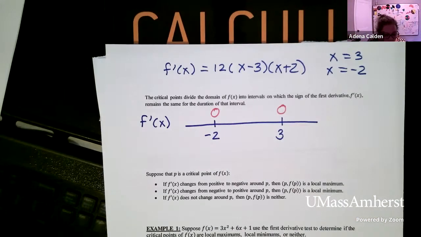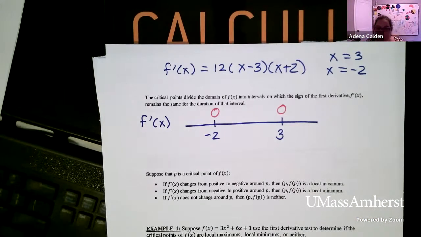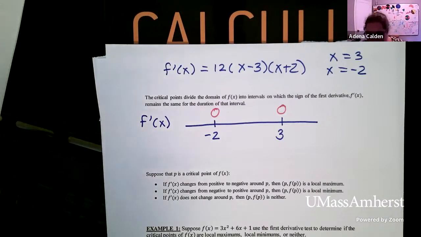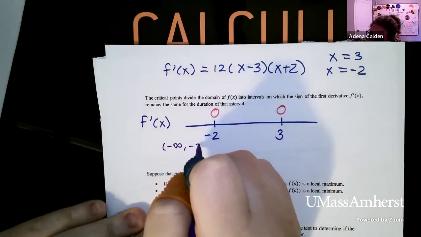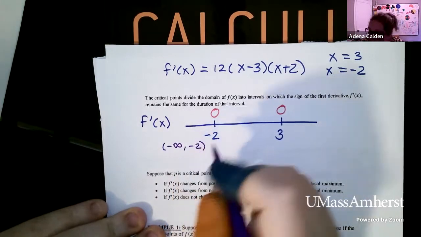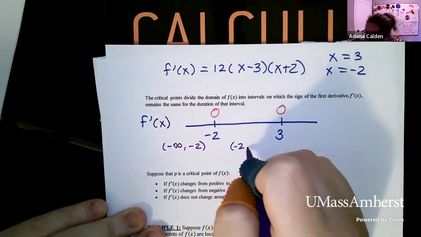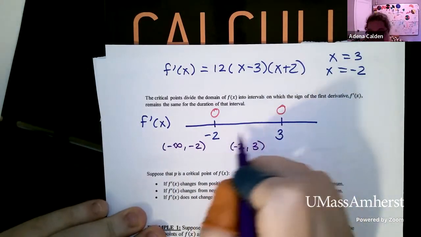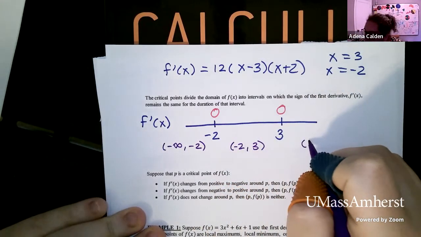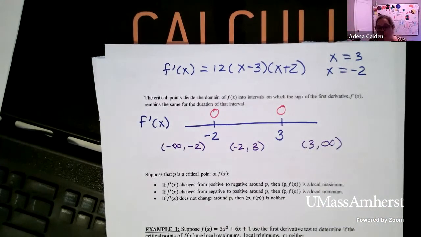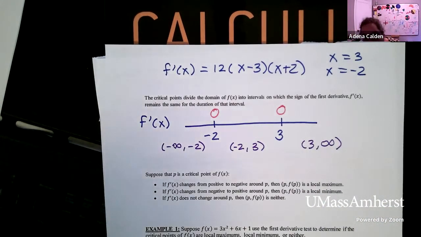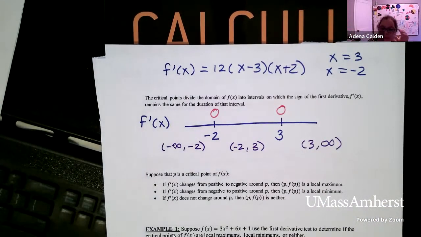Okay, so what this is saying is that this is going to create intervals in which the original function is doing the same thing. So what are these intervals? So this one is -∞ to -2. That's the first interval. Then we have -2 to 3. It's the middle interval. And then we have 3 to infinity. Okay, the critical points divide up our interval into intervals in which the function does the same thing.